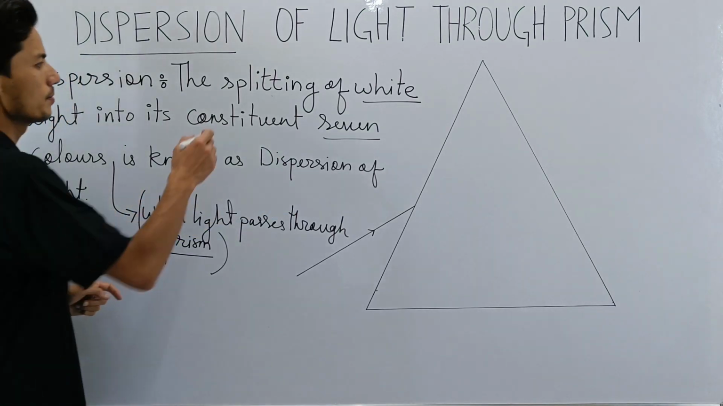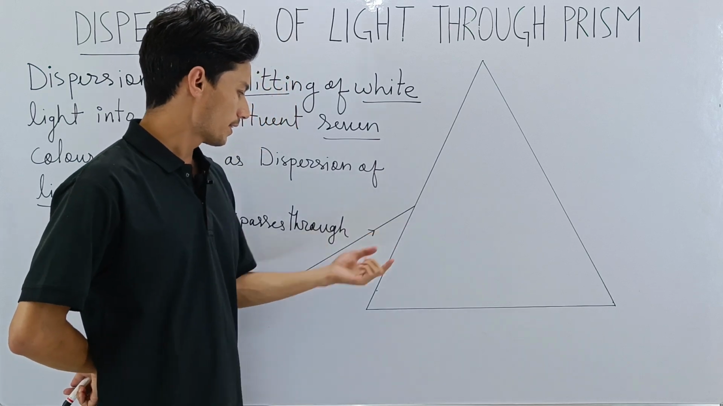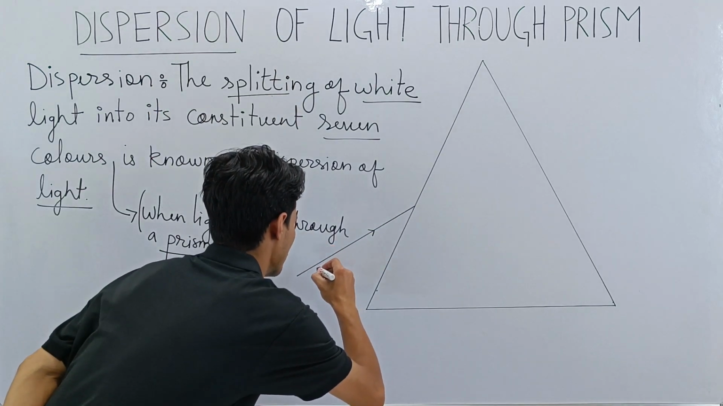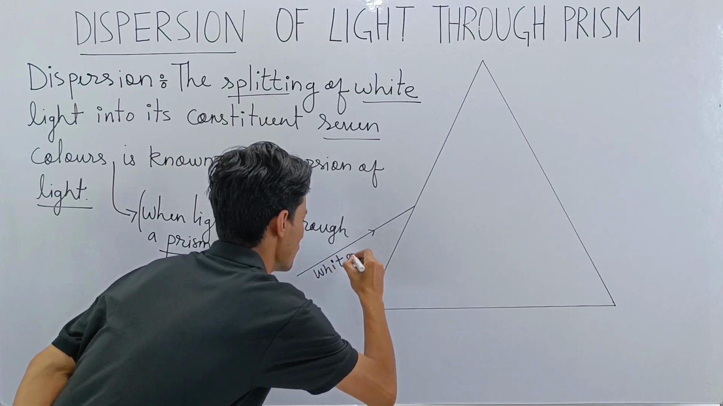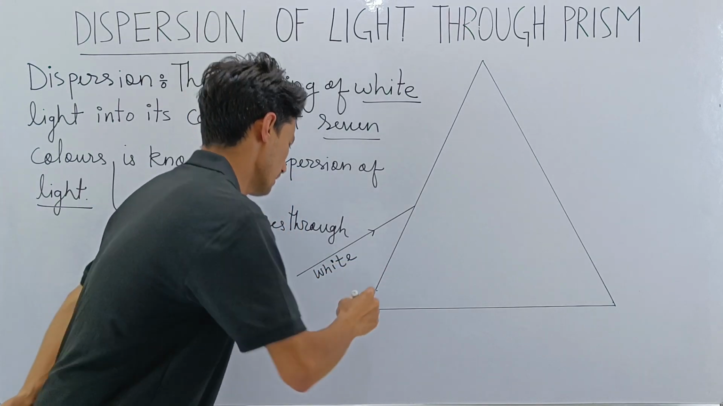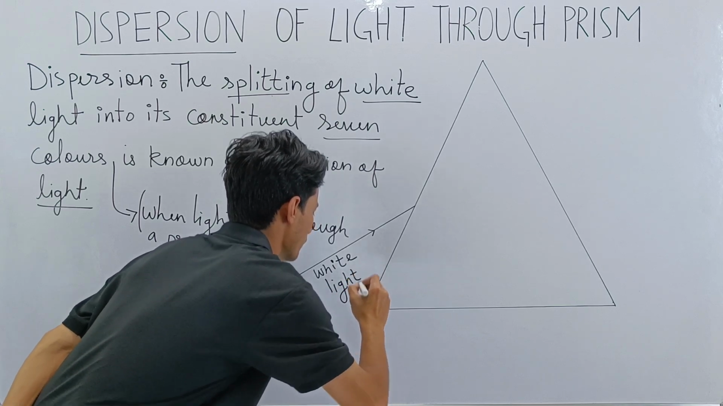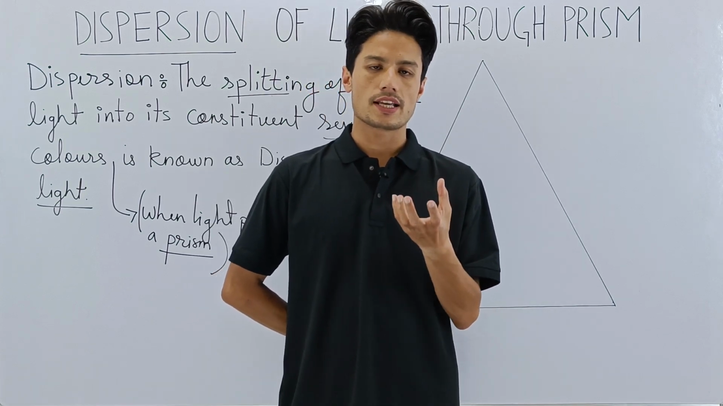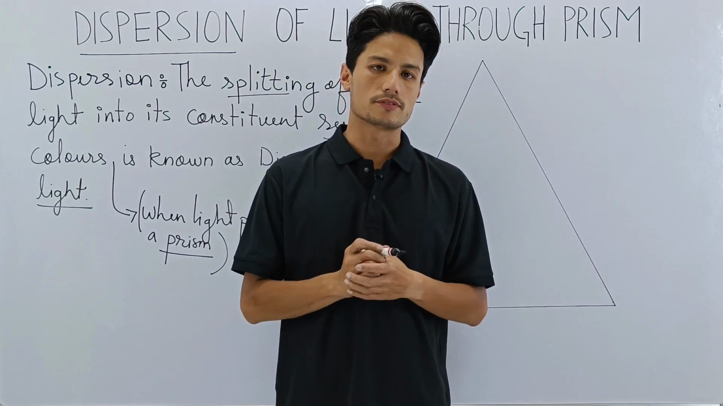All right, remember, dispersion means splitting of light. When white light, remember class, this is white light. Sunlight, the rays coming out from the sun, is white in color.